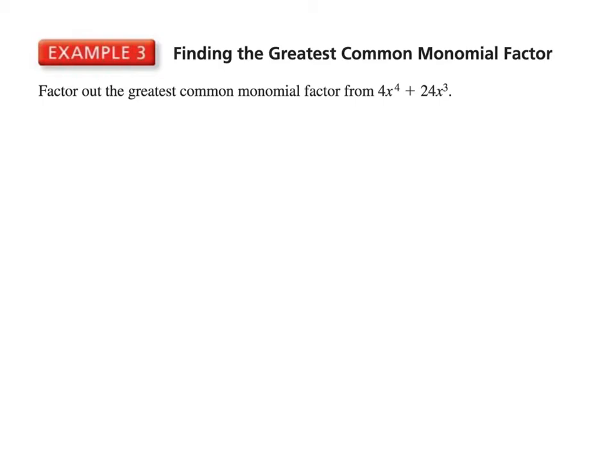Okay, this is the very basic factoring problem. First, before we look at the variables, let's look at the numbers, 4 and 24. Now, answer this question. What is the largest number you can divide into 4 and 24? What goes into both? That's going to be 4. All right, 4 is the largest number that divides evenly into both 4 and 24.